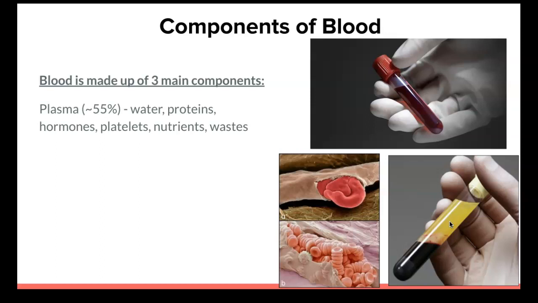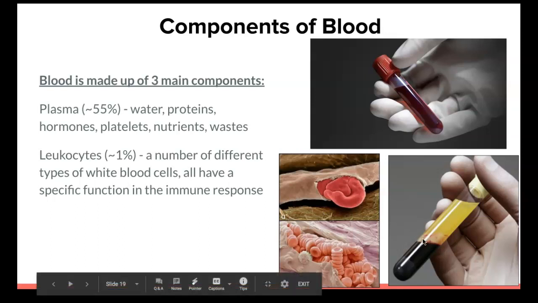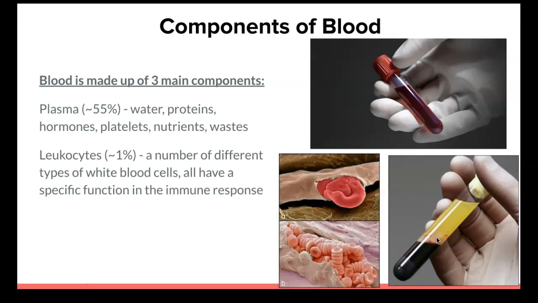So the liquid portion of our blood is plasma, and then we have two portions that make up the solid portion of our blood. So the first one is called leukocytes, which are white blood cells. And this is less than 1% of our blood. So this section right here would be leukocytes. And our white blood cells, we'll talk about later, have specific functions in the immune response. So basically fighting off infections from bacteria or viruses.